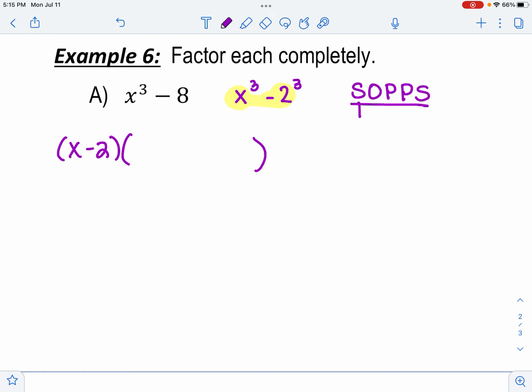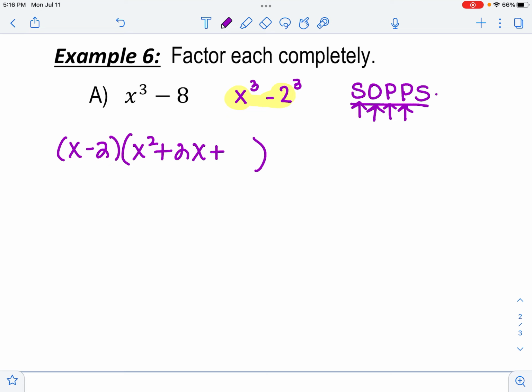So this S here stands for square the first term. You're going to look at this term right here and square it. So that is x squared. The O stands for opposite, meaning take the opposite of this sign. So this is going to become a plus. The P stands for product, meaning multiplication. So you're going to multiply these two terms, x times 2, and you're not looking at the sign, just the numbers there. x times 2 is 2x. So we have 2x. The next P stands for plus, because this is always going to be a plus.